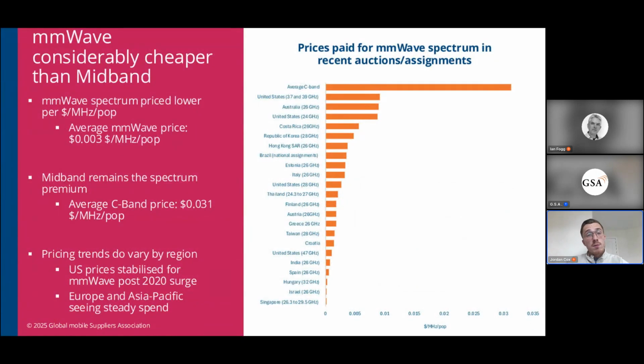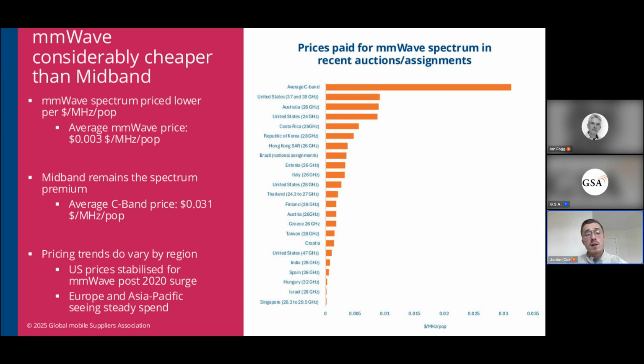So now we've looked at mid-band and low band, let's look at millimeter wave spectrum pricing, which remains considerably lower than mid-band, despite its significant capacity potential. The chart here highlights that difference clearly. On average, millimeter wave spectrum has been priced at around $0.003 per megahertz per population, compared to $0.031 per C-band mid-band spectrum, which is a tenfold difference, even though both bands are central to enabling high-speed 5G services.